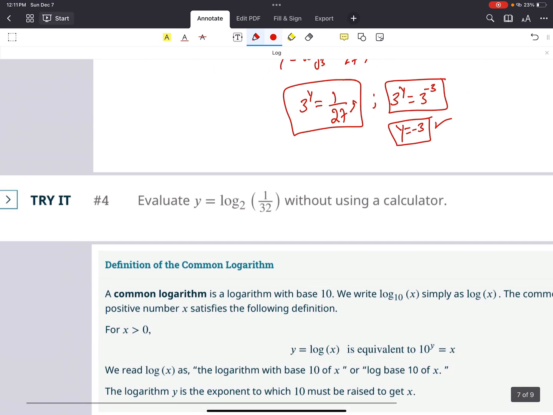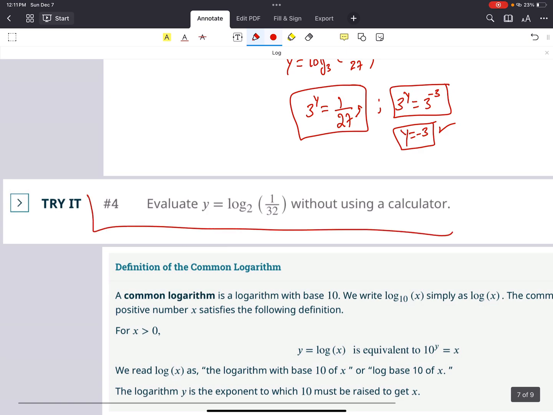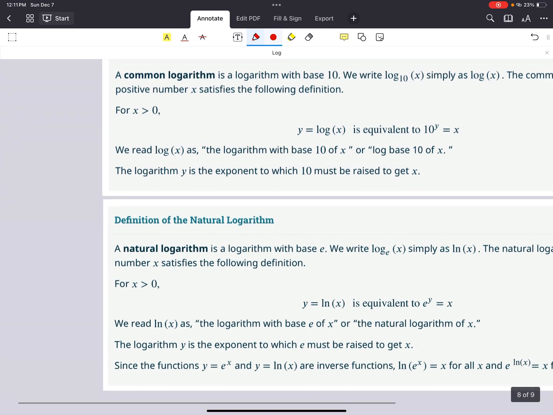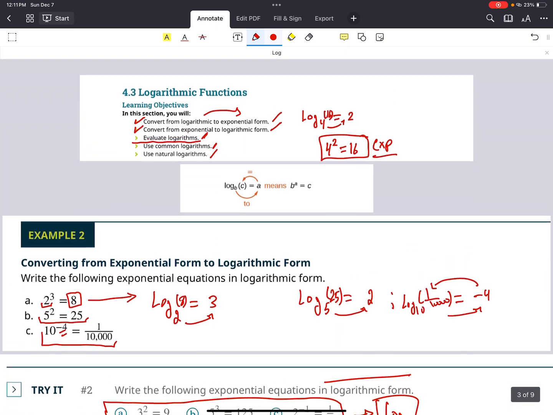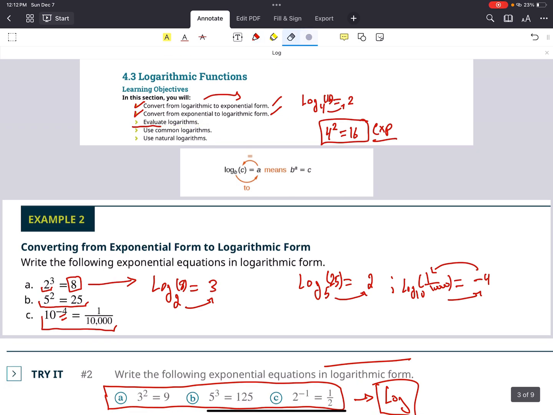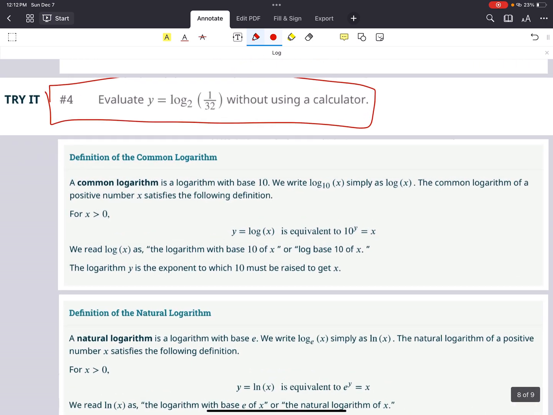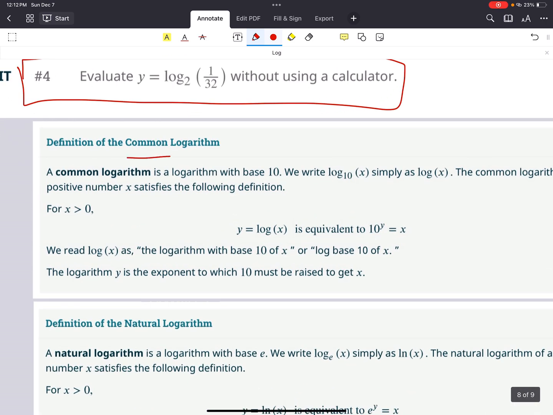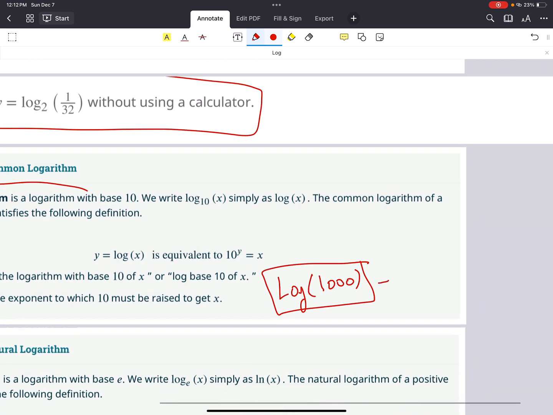Now, you can try and solve this one on your own. You can move on to the last two objectives, which are very simple. We have to use the common logarithm, which is, let's say on the calculator you write log. I want you to open your calculator right now and write log 1000. Do you know what this is equal to? It equals 3.